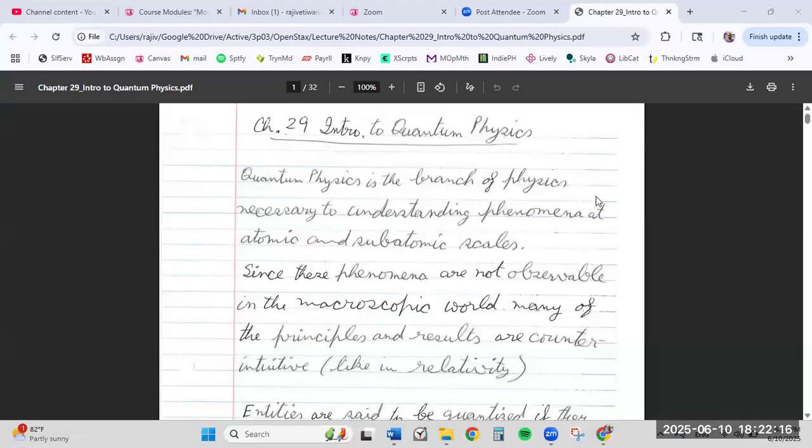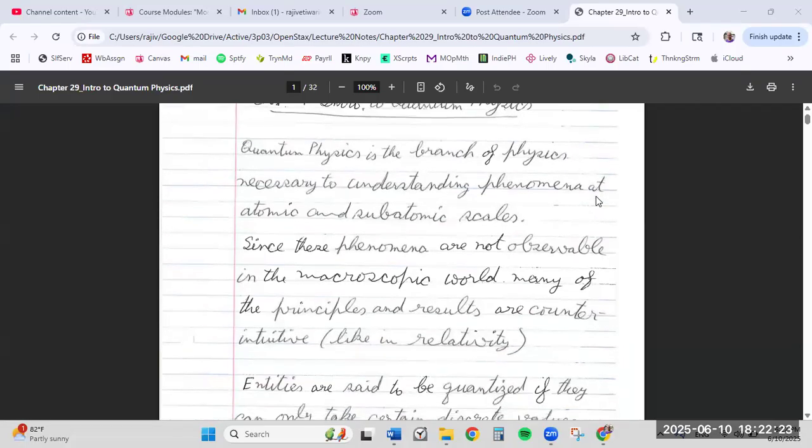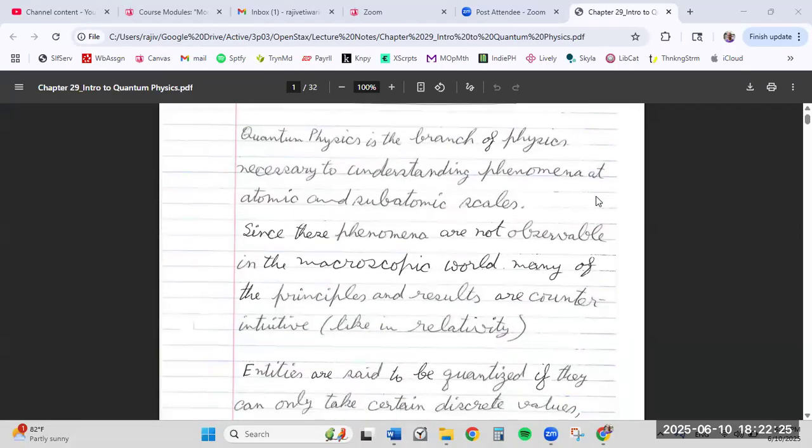In this video, we introduce quantum physics. Quantum physics is a branch of physics which is necessary to understand phenomena at very small scales: atomic, nuclear, subatomic.